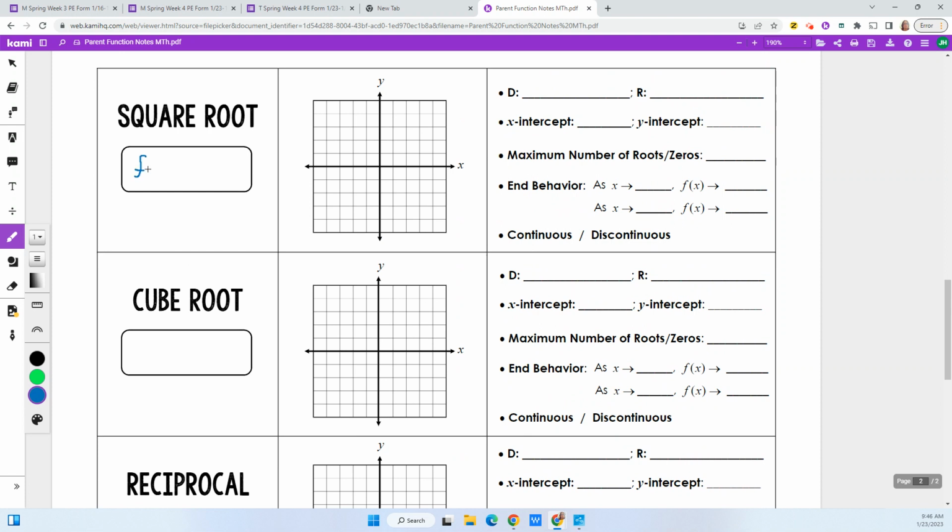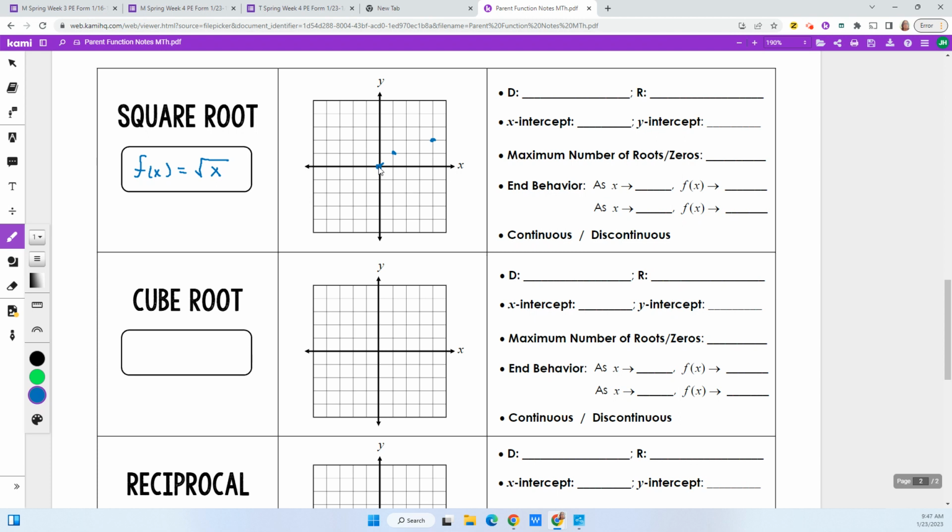So f of x equals the square root of x is what we're talking about here. Here's the thing. You can't have a negative under a square root and have a real number answer. So really, the lowest thing that we could actually input here is 0. If I put 1 in here, the square root of 1 is 1. If I put 2 in here, it gets crazy. So let's talk about what happens when we put 4 in here. All right, the square root of 4 is just 2.